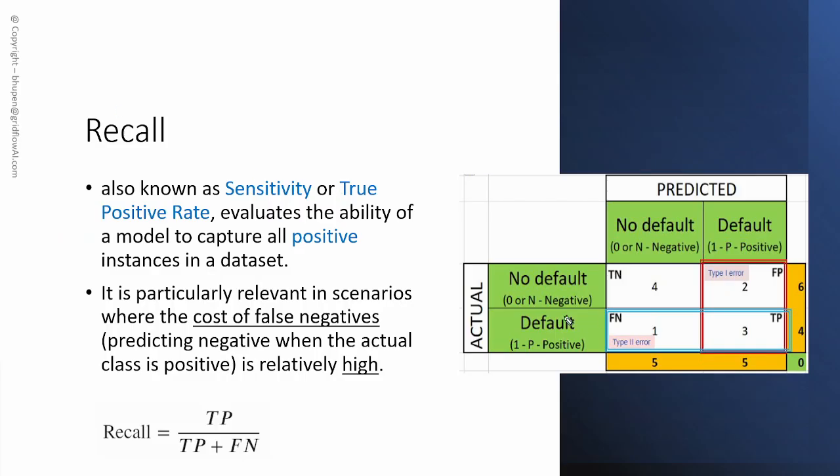Let's look at each one of them. Recall is about each class. Say, for example, for this class, the total number of samples is 4, and out of that, 3 are rightly predicted. So the recall is the number of right predictions divided by the total number of samples. So that's called the recall or sensitivity or true positive rate.